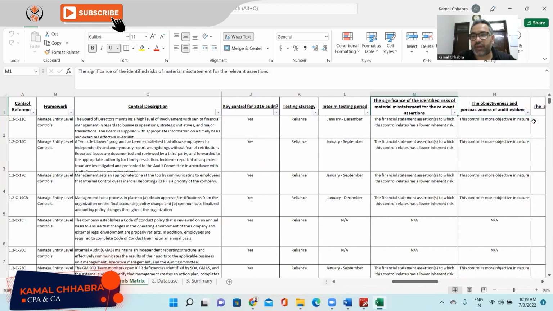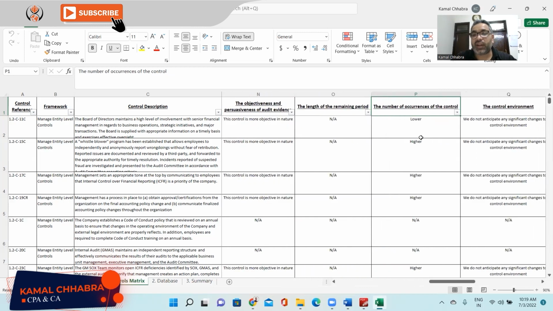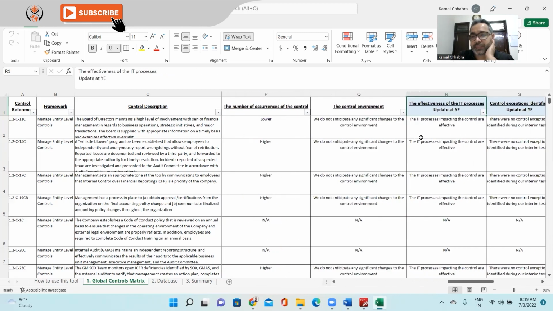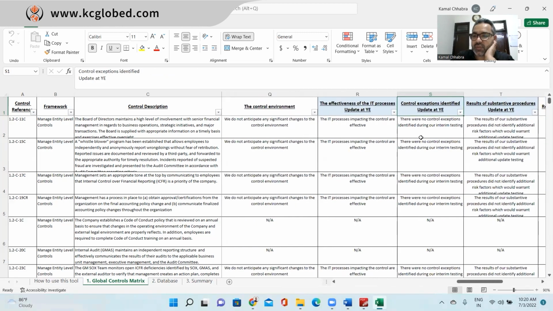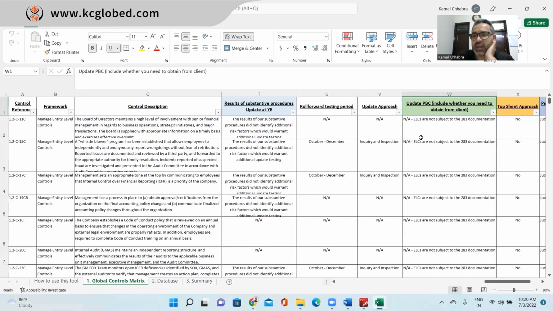And then the significant risk which has been identified for those respective assertions, and then the objective of this control. And then, if there is any roll forward period required, for example, if you have done the interim audit for the January to September period, whether any roll forward testing is required or not, right? And then the effectiveness of IT process at the year end or at the interim update of that. So this is how the overall risk control matrix looks.